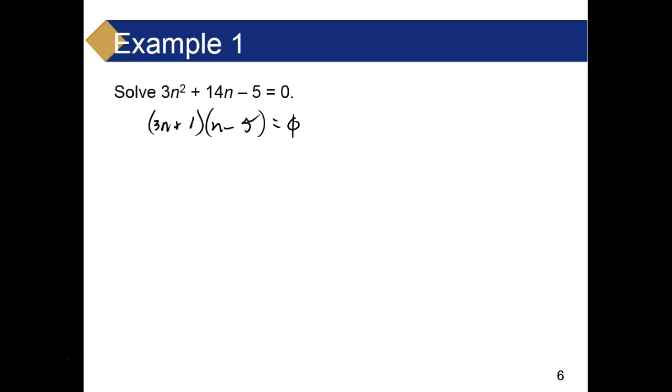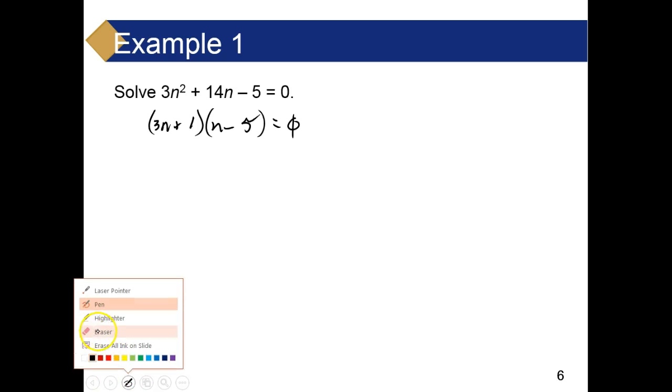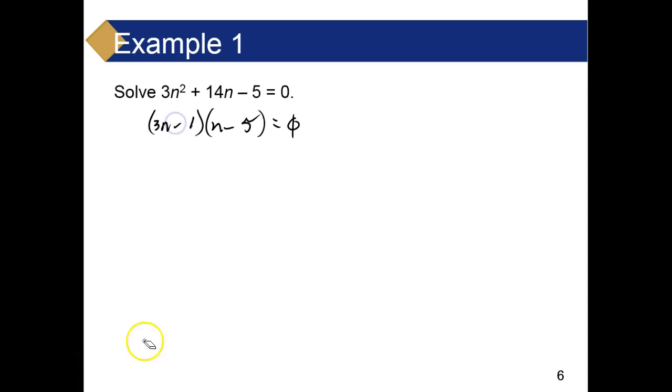Foil it. 3n times n? 3n squared. That part's okay. Outer then is minus 15n plus n. That gives you negative 14n. What's wrong? The sign's wrong. The number's right, but the sign's wrong. So what do we do? Change signs. Okay, so let's change this sign to the minus and this sign to the plus.